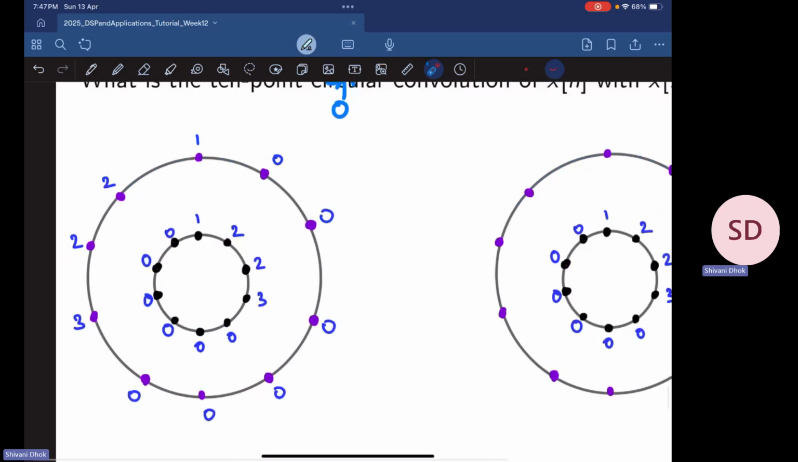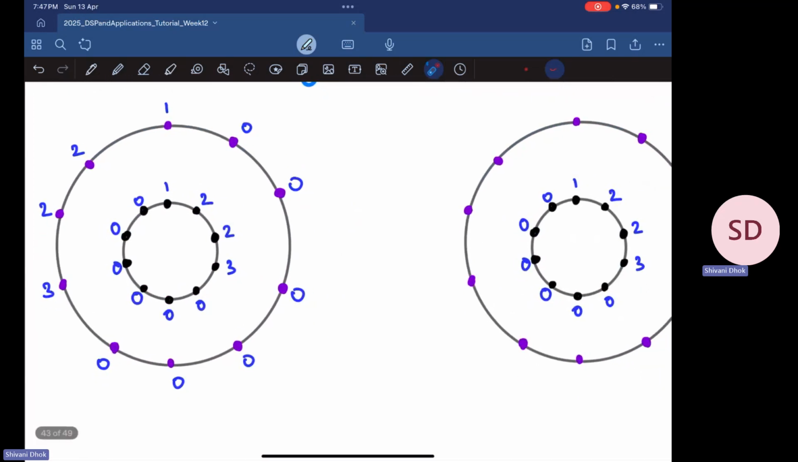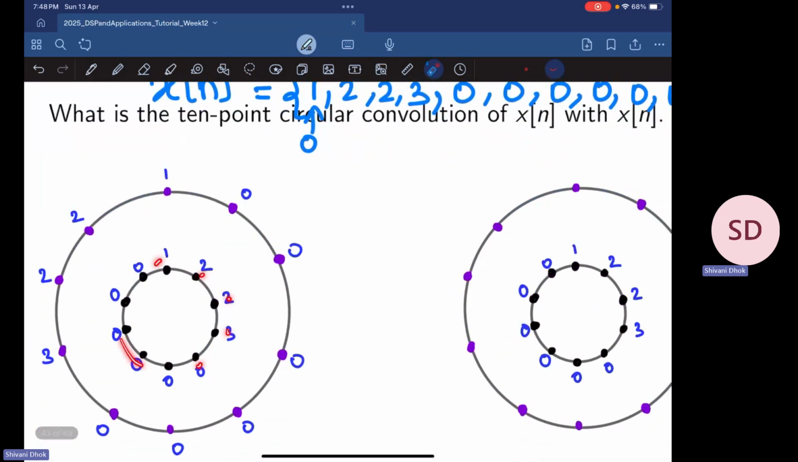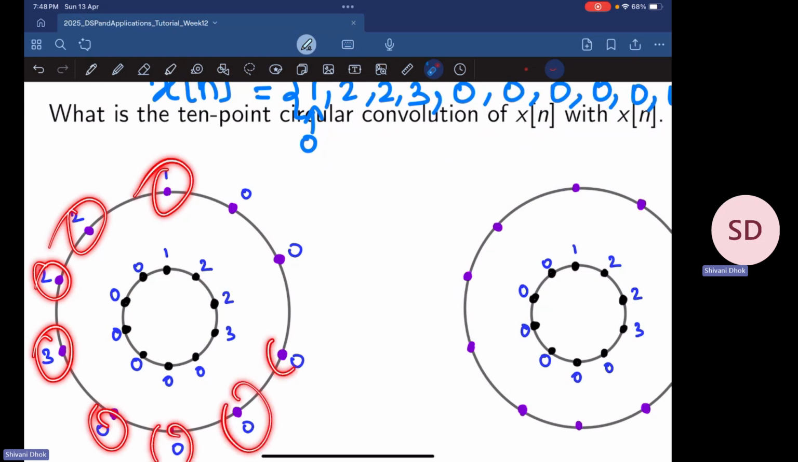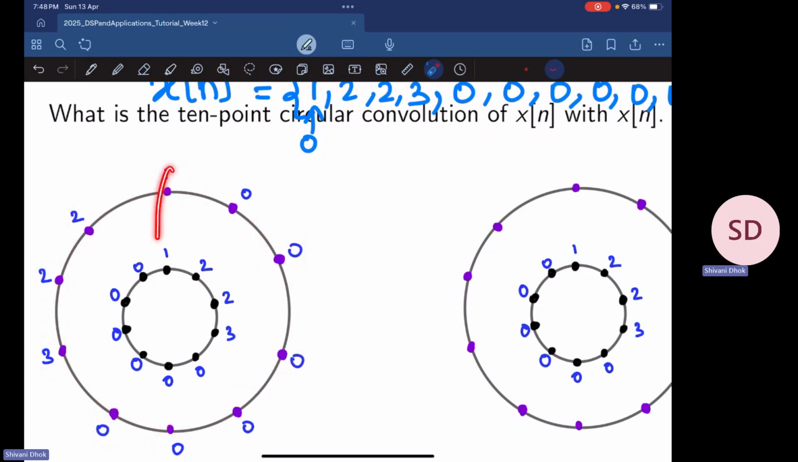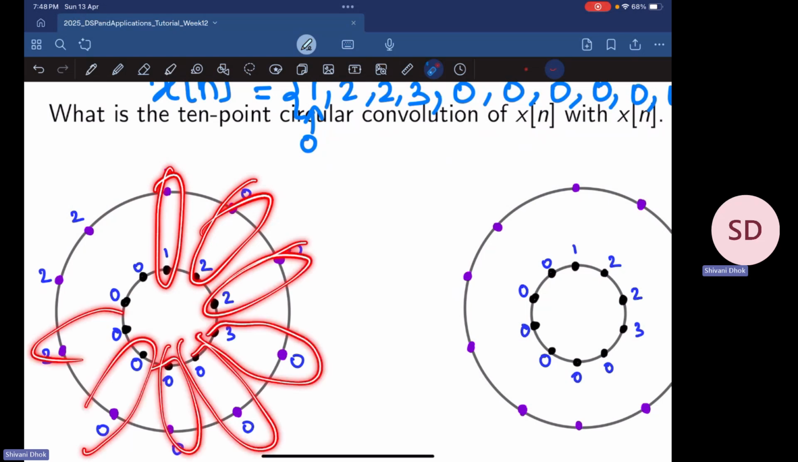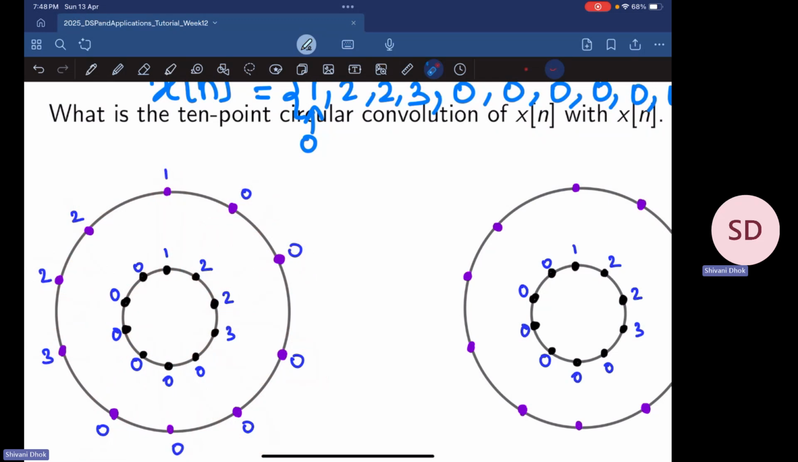Again, same trick we will do. We'll draw a circle. In that, the innermost circle will have x of n, that will be 1, 2, 2, 3 and remaining all zeros, and the outer circle will have the flipped version of this x of n, that is 1, 2, 2, 3, and again we have zeros like this. Then we will multiply element by element like this, and then add them to get the final answers. Okay, so this is what we will be doing, and this has to be done for 10 values, that is n equal to 0 to N minus 1, that is 0 to 9.